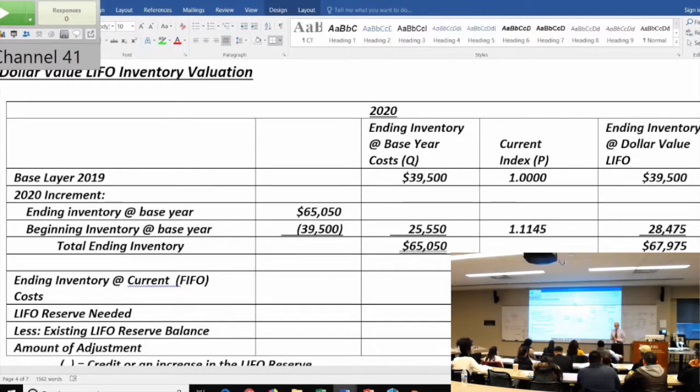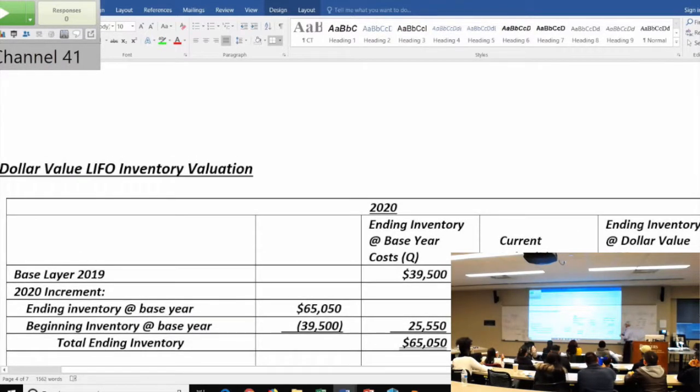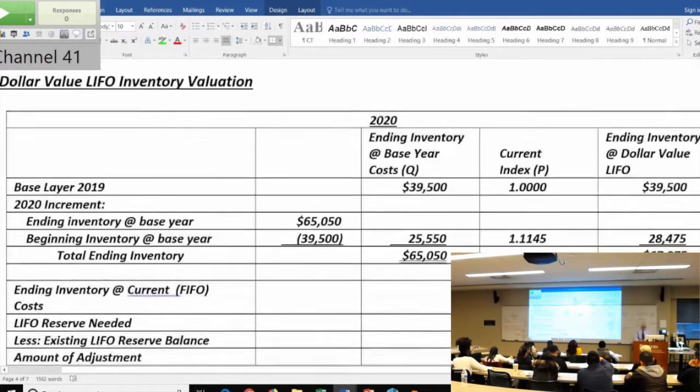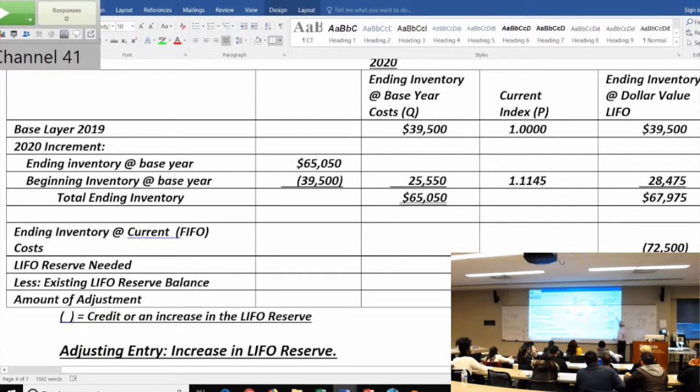So it's as if I started the year with 39,500 units that cost me $1. During the year, I've acquired 25,550 units that cost me 1.1145. That's the way you have to think. The dollars are units, the price index is the unit price. So now what I've got is base year plus the increment gives me dollar value LIFO. So this number, 67,975, is dollar value LIFO.